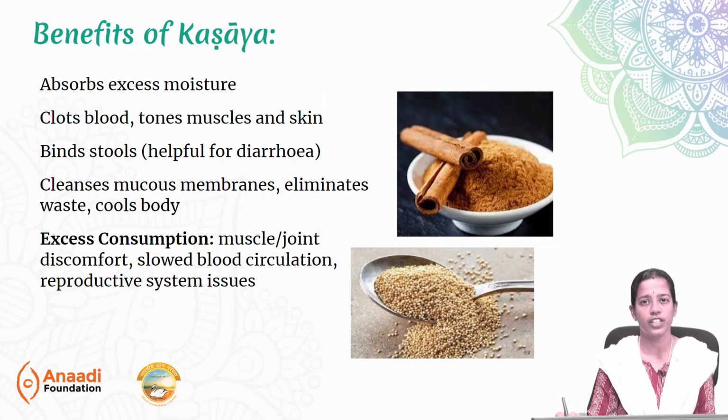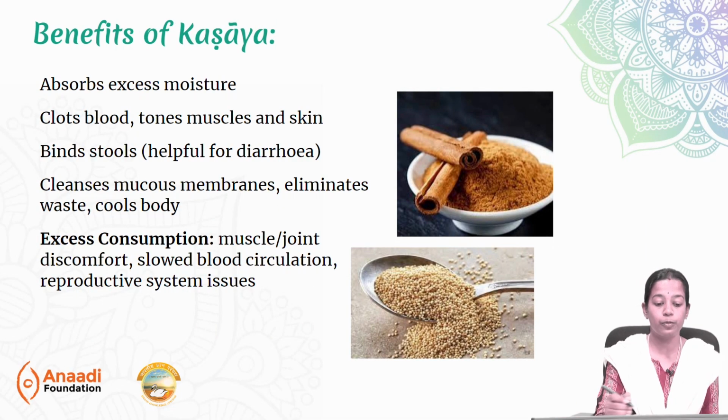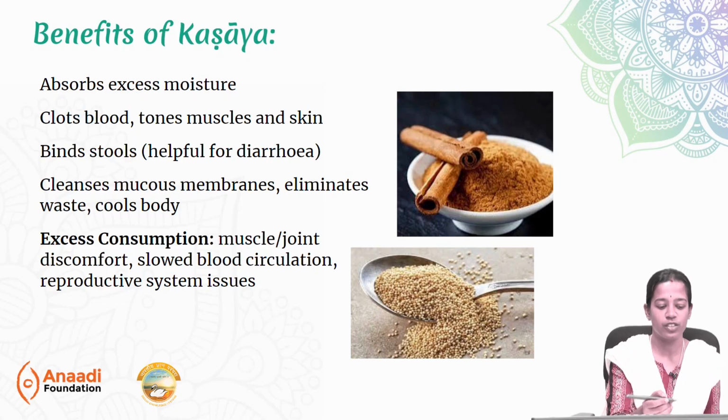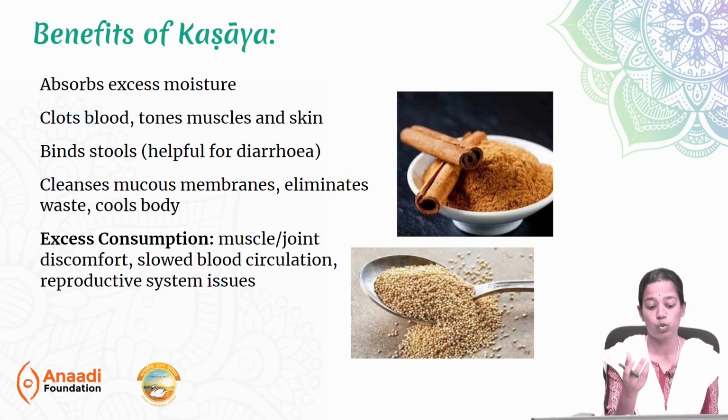Some benefits of Kashaya rasa include absorption of excess moisture. It clots the blood, it tones the muscles and skin. One can understand toning of the muscle usually happens if you don't retain too much moisture, and the constituents are such that the moisture is drawn away. What happens on a windy day? The moisture on the skin gets swept away with the wind. So it's like that. It binds the stools.